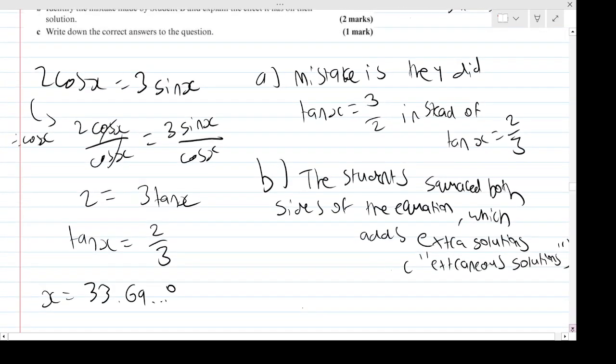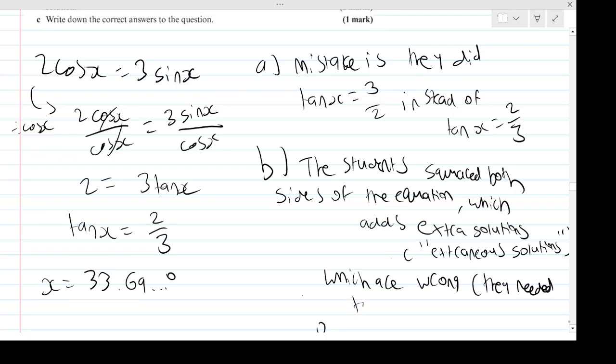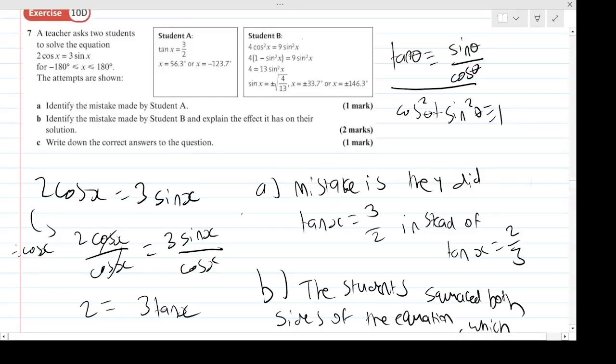So I would say, they added extra solutions, which are wrong. So they needed to check them. The issue was, when you're squaring both sides, you then need to check every solution you get from that, right? There's nothing wrong if you want to square it, but you then need to check every solution, because some of them might be wrong because you added extra ones.